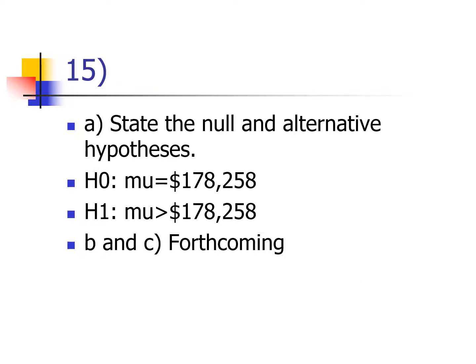So we have to set up our null and alternative hypotheses. The null is that these family practitioners, these doctors in LA, are just making the same as everyone else, the national average of 178. Our alternative hypothesis is that they're making more than the average doctor, more than that 178. And then for B and C, to answer those, we're going to need the calculator to get the test statistic and make our conclusion.